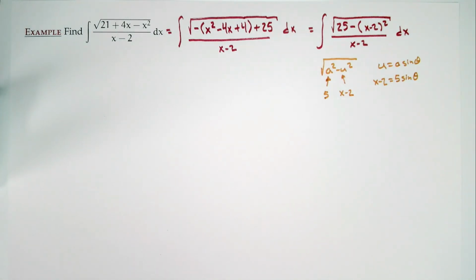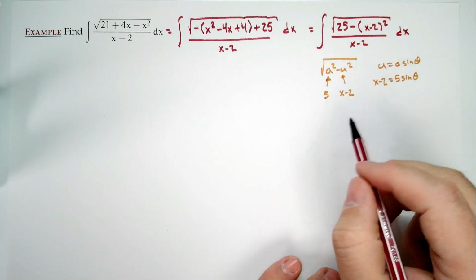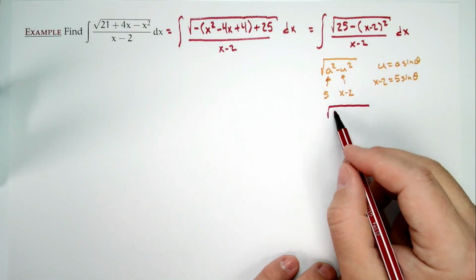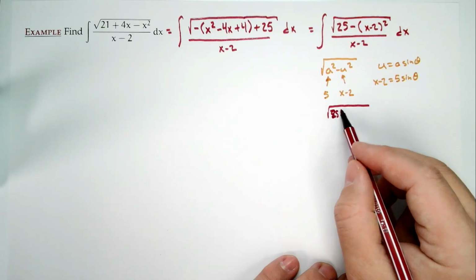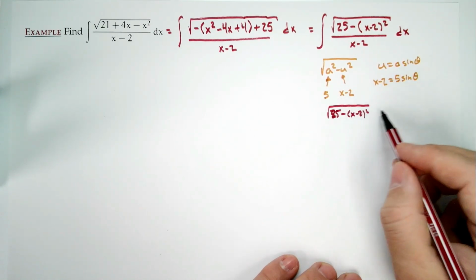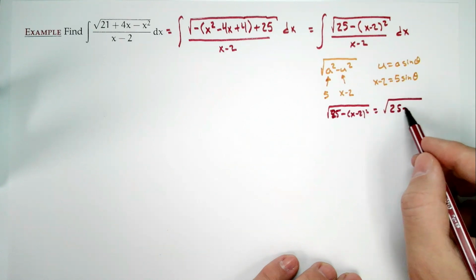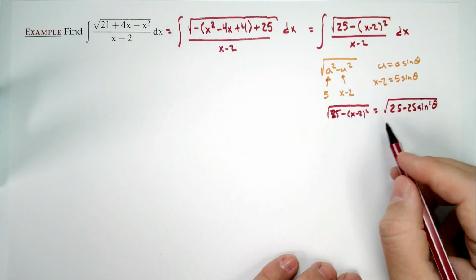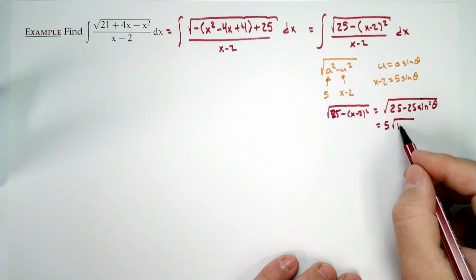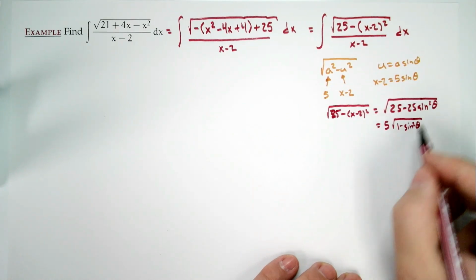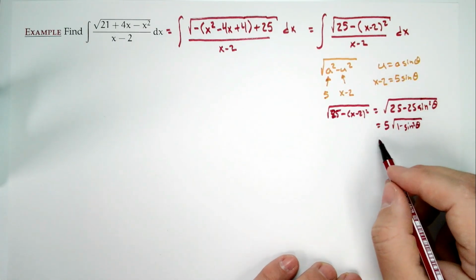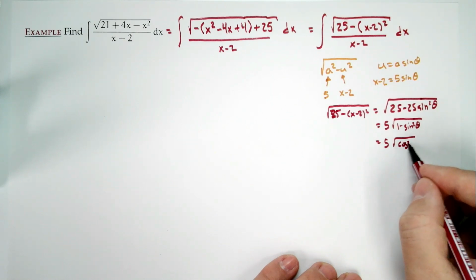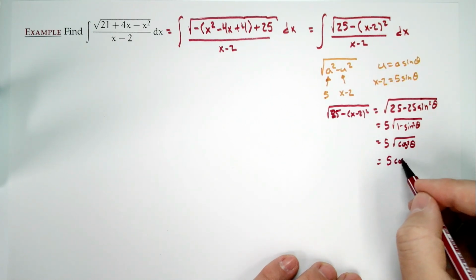All right. Now, let's see where this goes. If x minus 2 is 5 sine theta, what are we going to get? Well, the square root of 25 minus x minus 2 squared, that's the square root of 25 minus 25 sine squared theta. You can pull out the 25, so we get 5 square root of 1 minus sine squared. See, we wrote it so we get that Pythagorean thing going. That's 5 square root of cosine squared, or 5 times cosine.